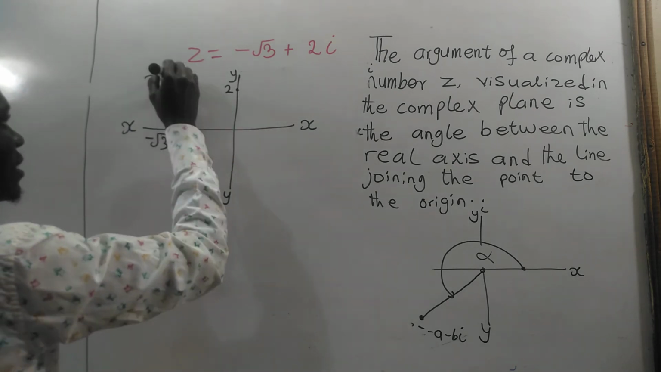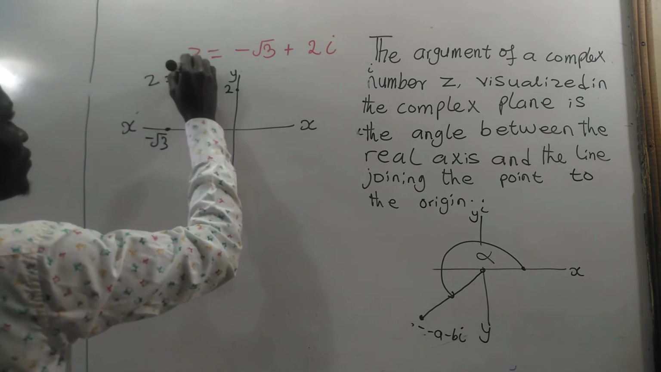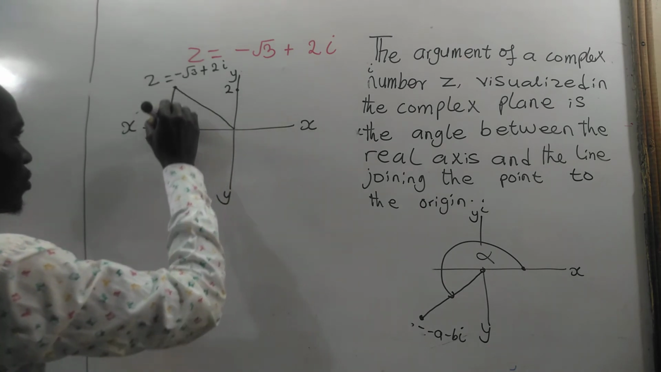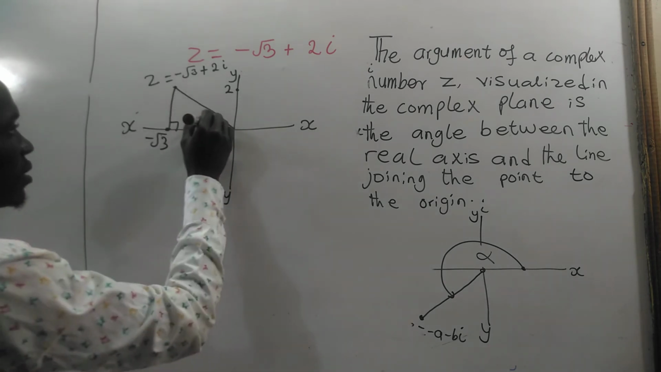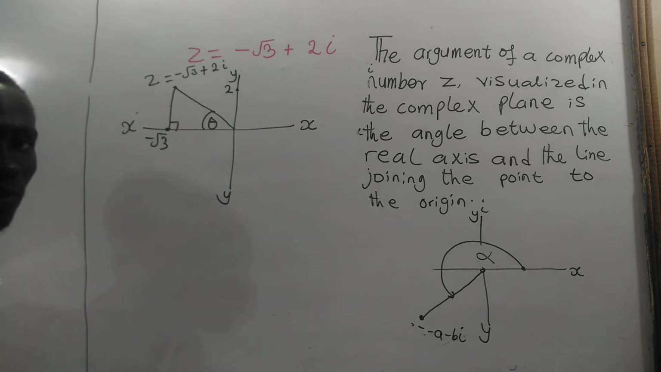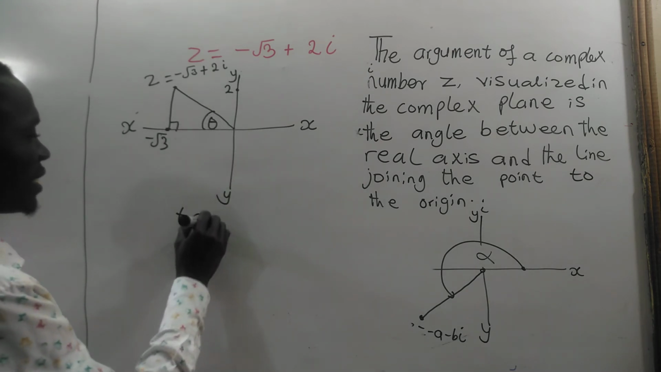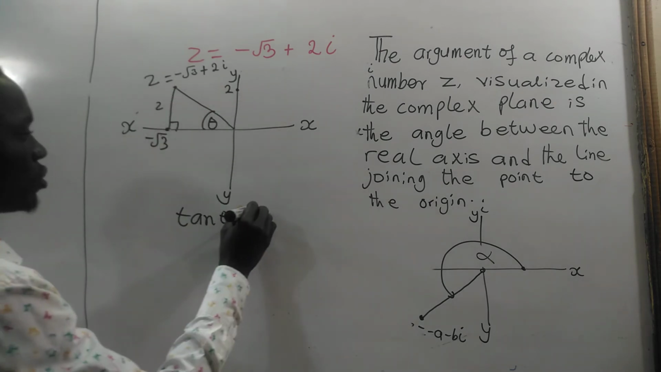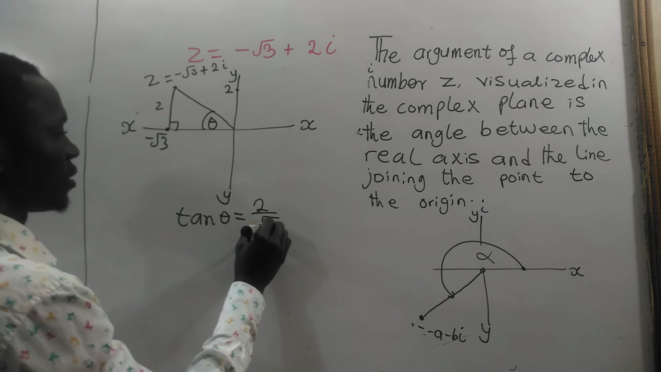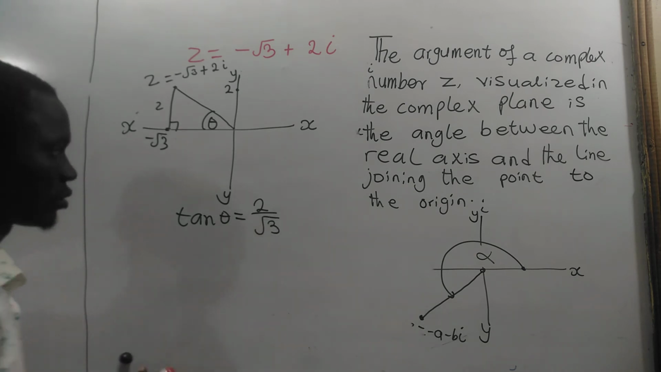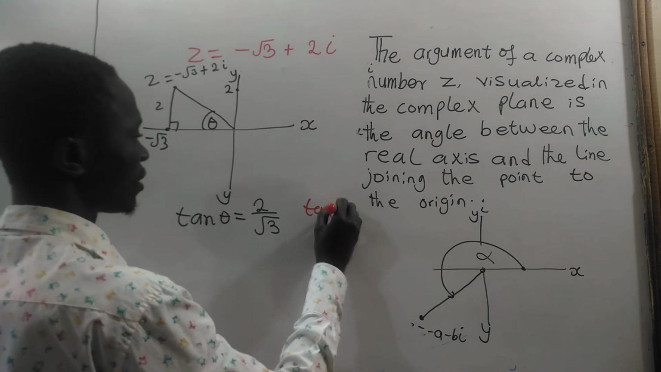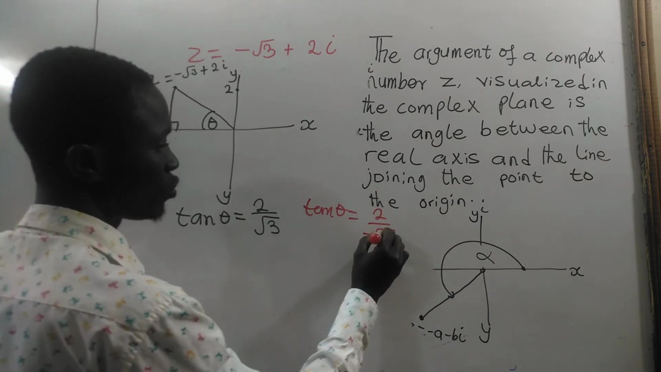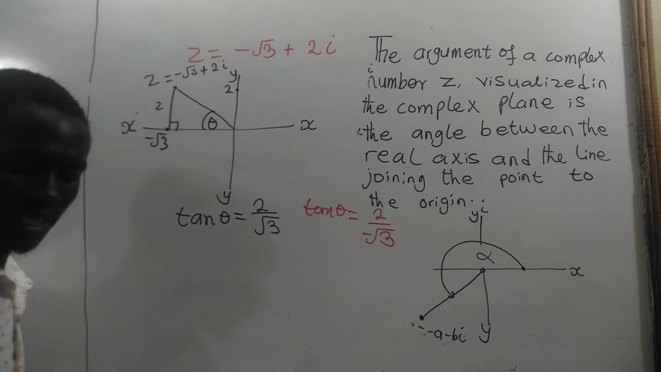And if we say that that is z equal to negative root 3 plus 2i, then we join it to the origin. We have this, then you put this one here. You bring theta. So let's calculate for theta. So if we take the tangent of theta, it is equal to the opposite, that is from here to here is 2. So we take 2 divided by root 3. Or we can take the tangent of theta to be equal to 2 divided by negative root of 3. Any of them.